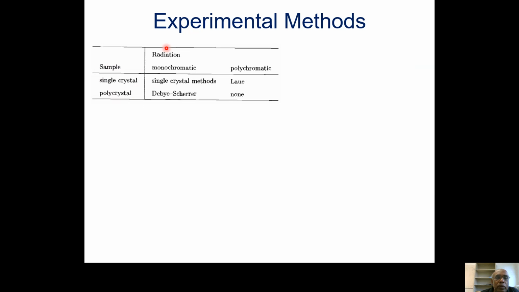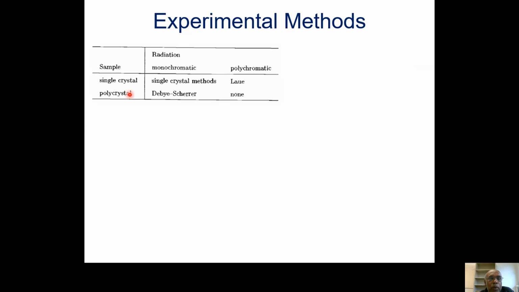Now, for the kind of radiation you use to study these structures: for single crystals, you can use either monochromatic light, that means you have only one wavelength of your X-ray. So we call that the single crystal method. Or you can use polychromatic light, like white light, where your radiation has many wavelengths. That can also be used to study single crystals. That's called the Laue method.